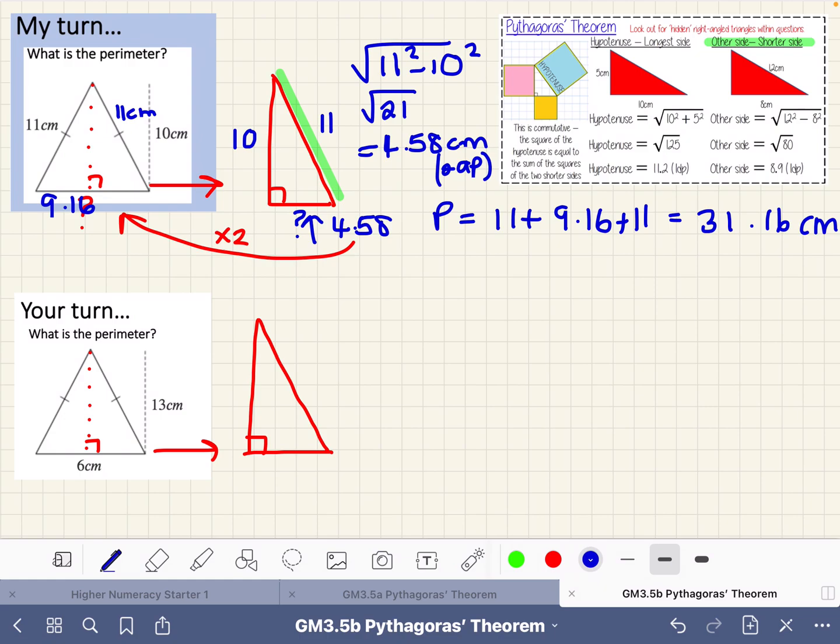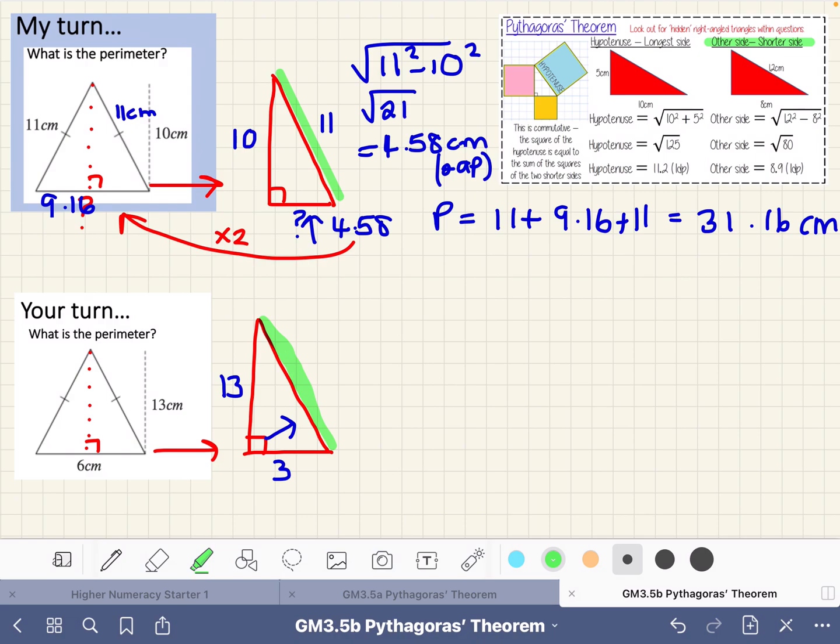I know that the height is 13. I know the half of the base of the full triangle is 3 because the full length is 6, therefore half of the length is 3. I know that the hypotenuse is across from the right angle, which means I am trying to find out what this hypotenuse is this time.